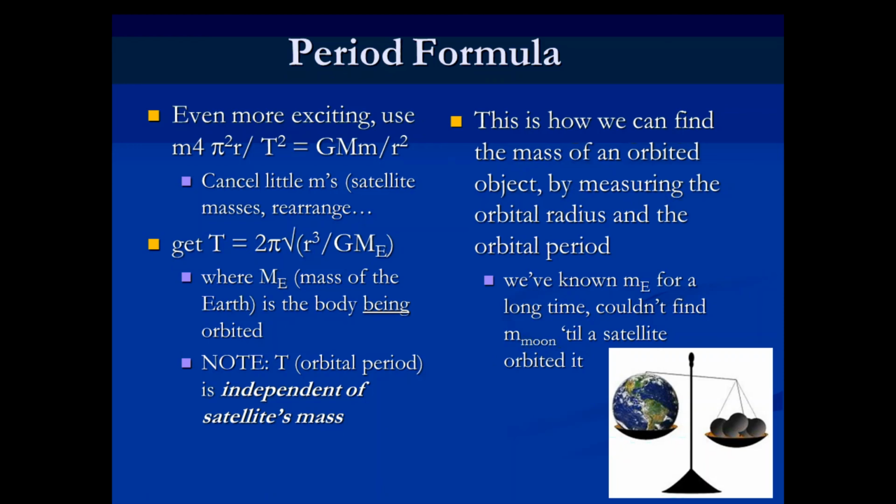E stands for Earth. Oh yeah, in this one, the E stands for Earth in there. As in, this is the orbited object, as opposed to the satellite's mass. Okay, so remember, the satellite's mass has been canceled out. We don't care about the satellite's mass. It does not affect anything. We only care about the orbited object's mass.